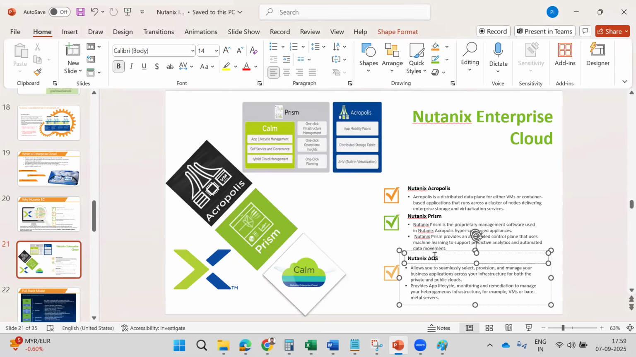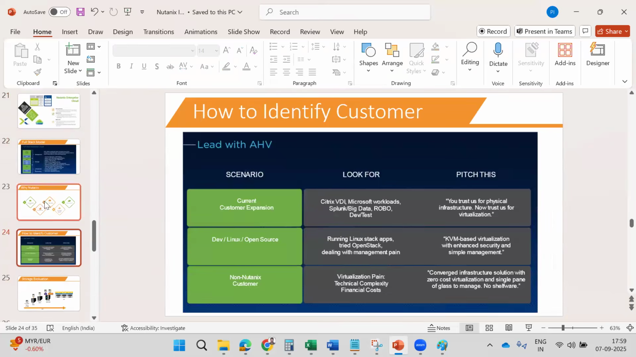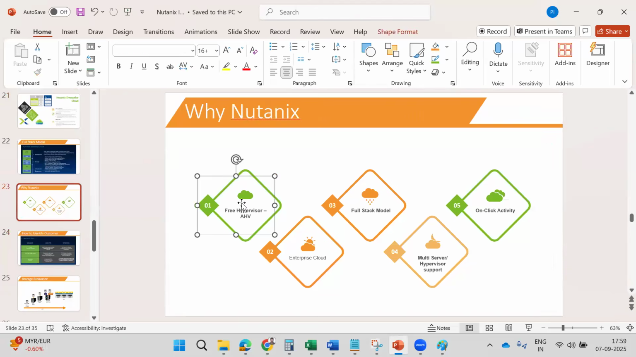That intelligence software is very important. Without that, we can't do anything. Okay, so finally, why Nutanix? Nutanix gives me a free hypervisor.